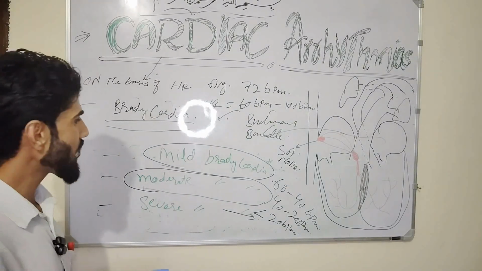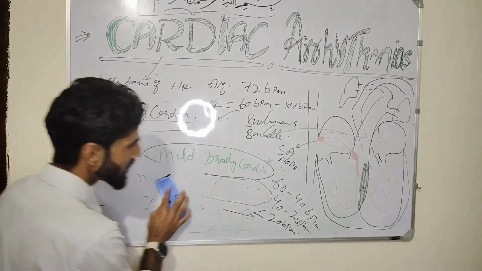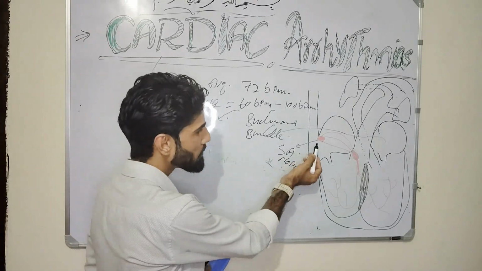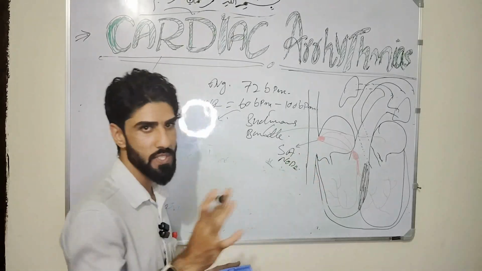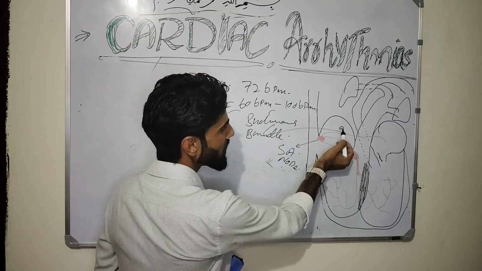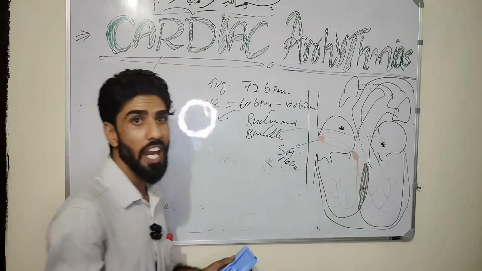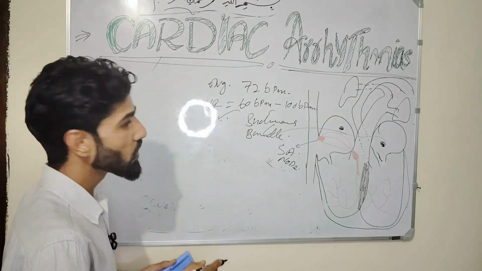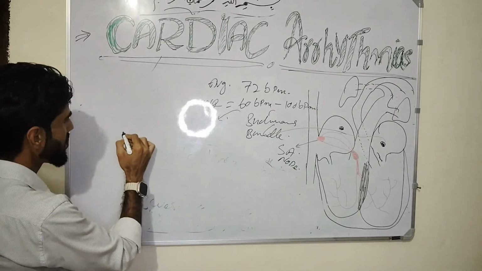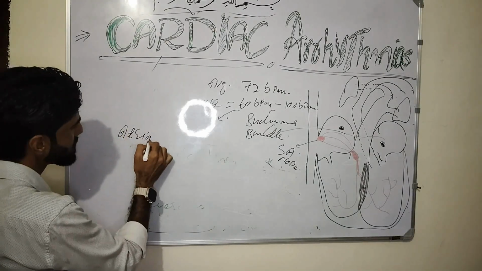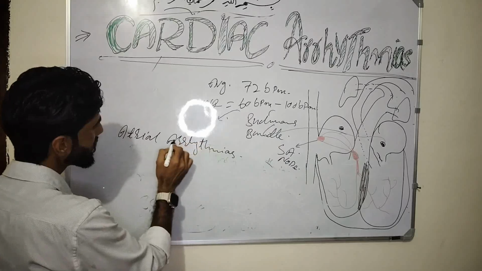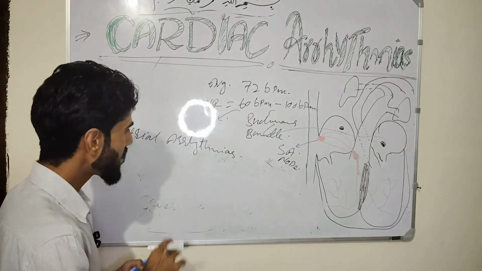So we were discussing cardiac arrhythmias. This was all on the basis of heart rate. Now we'll discuss cardiac arrhythmias on the basis of site. If the arrhythmias are happening in the atria, meaning above the ventricles, those are called atrial arrhythmias.